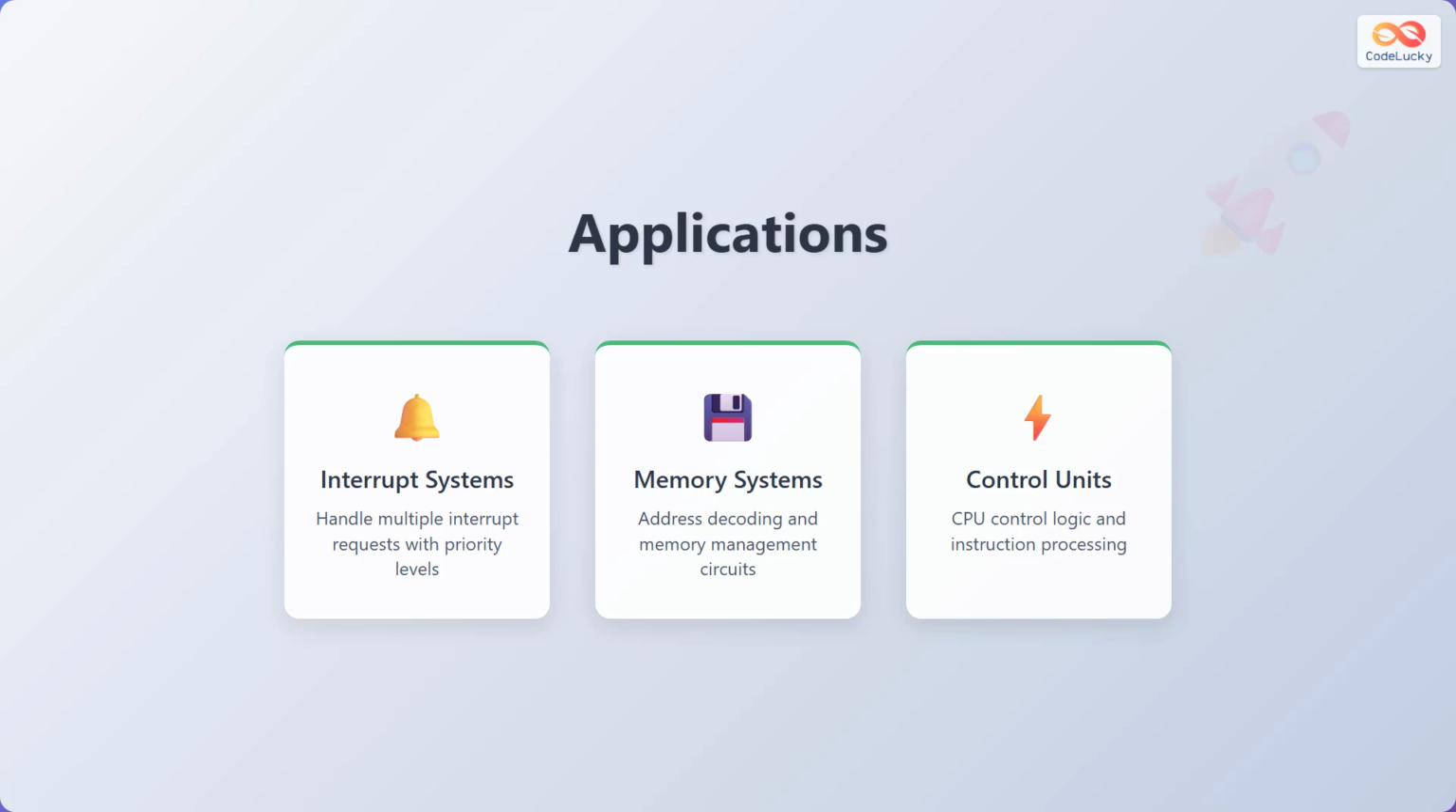The applications of priority encoders are: number 1, interrupt systems to handle multiple interrupt requests with priority levels. Number 2, memory systems to address decoding and memory management circuits. Number 3, control units, CPU control logic and instruction processing.